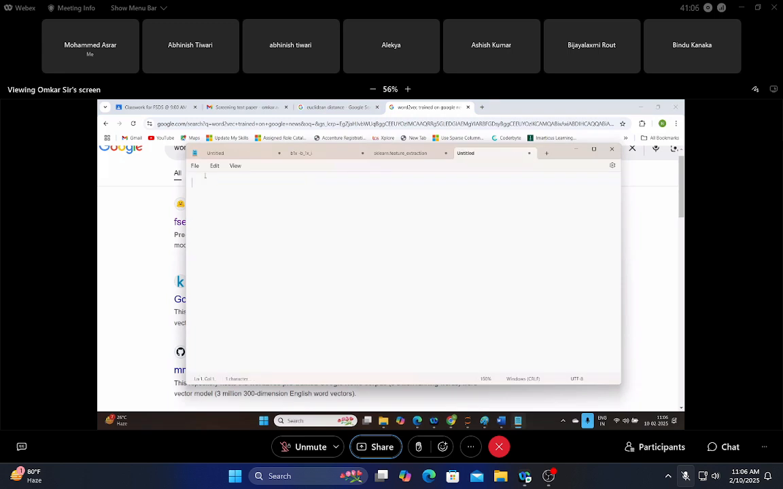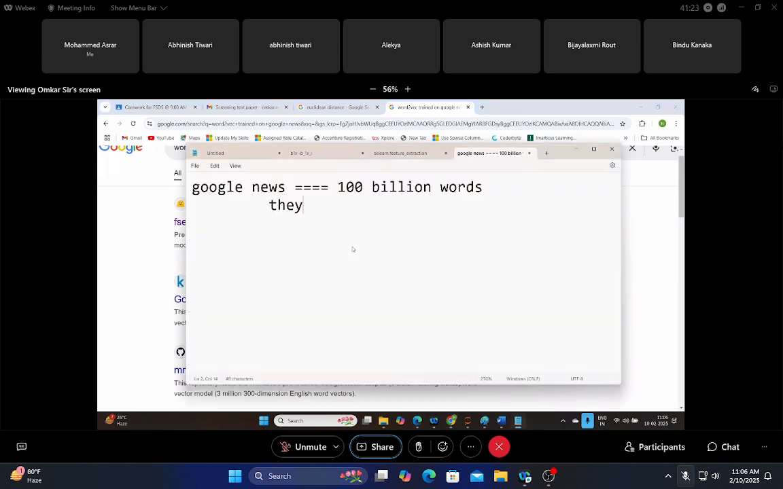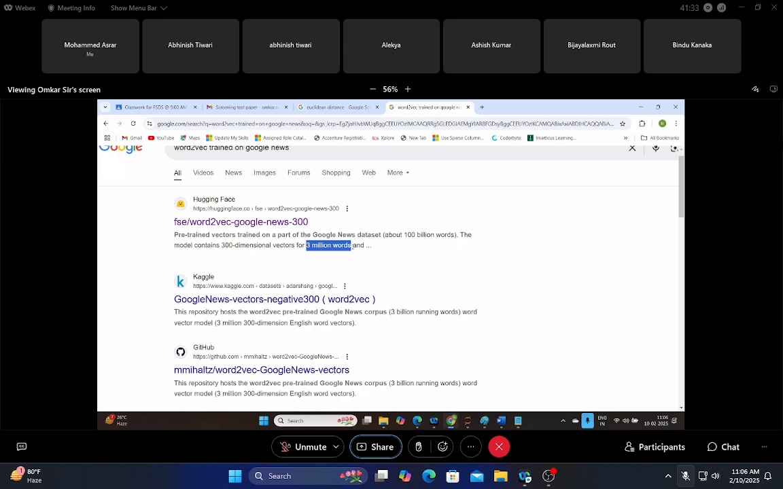They took a data set called Google News. In that, 100 billion words are there. They are concentrating on 3 million words. They worked on 3 million words, so they trained the model like this.